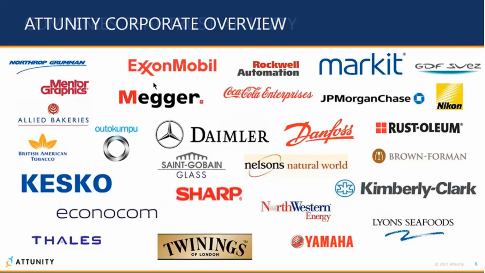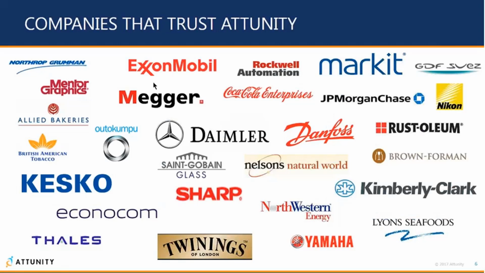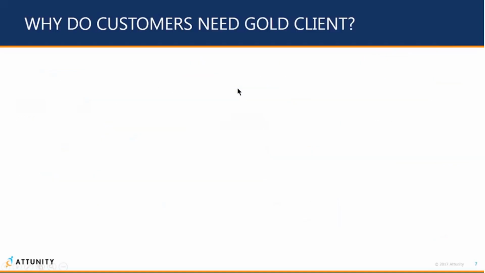Here are some examples of Gold Client customers that trust Attunity and use the Gold Client solutions for data subsetting, landscape management, and also to meet their GDPR commitments. So why do customers need Gold Client? There are three main use cases that we come across.